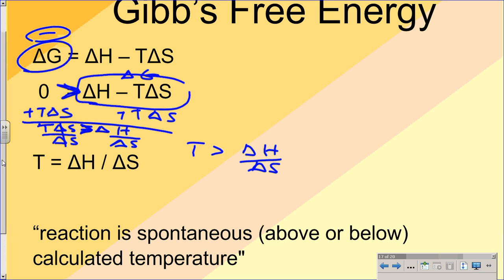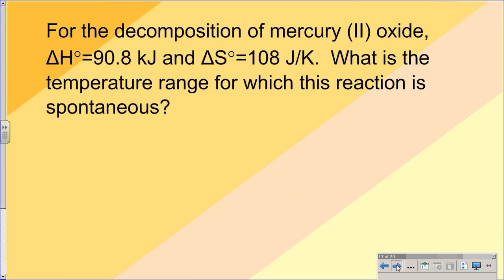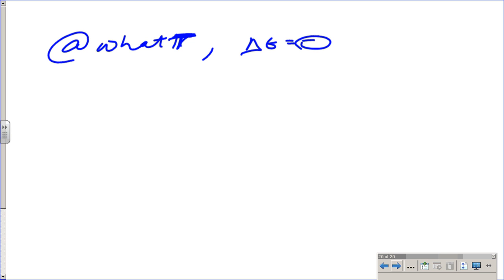You ready? I lied. 24. What does 24 say? At what temperatures will the following be spontaneous? Great. Okay. At what temperatures will it be spontaneous? Will delta G be negative? According to the first one, we've got negative 18 kilojoules and negative 60 joules per Kelvin. So we're going to find this in Kelvin.